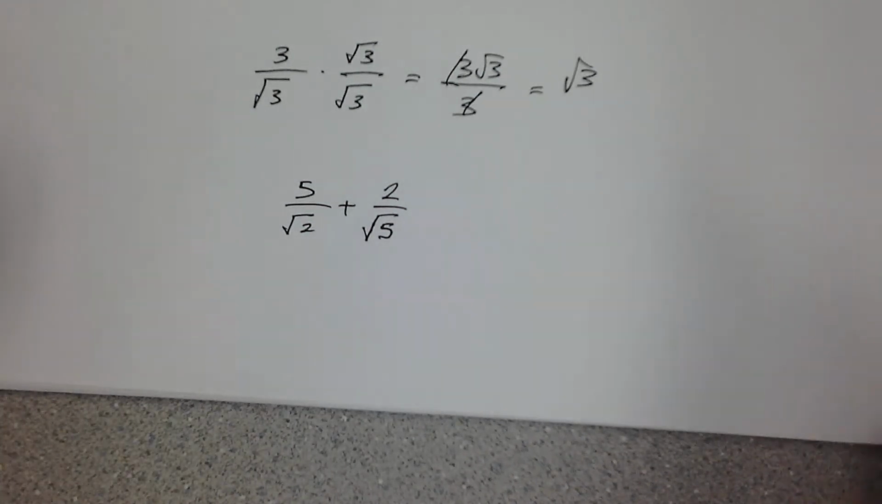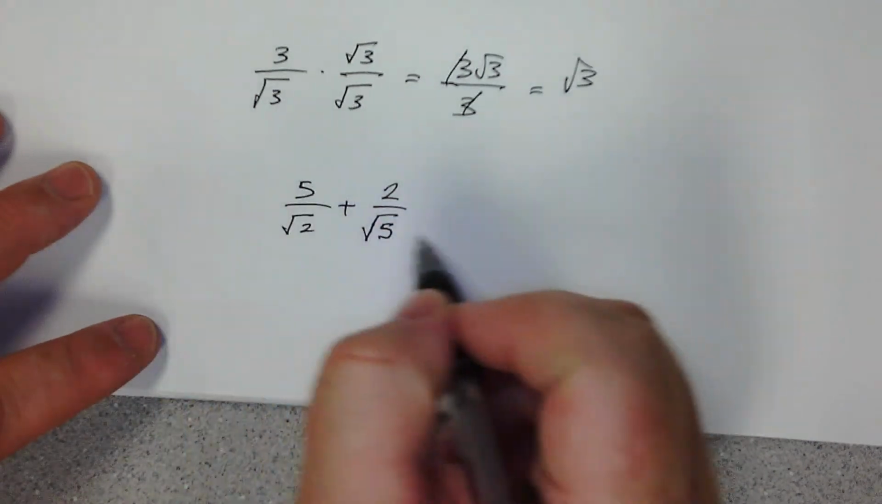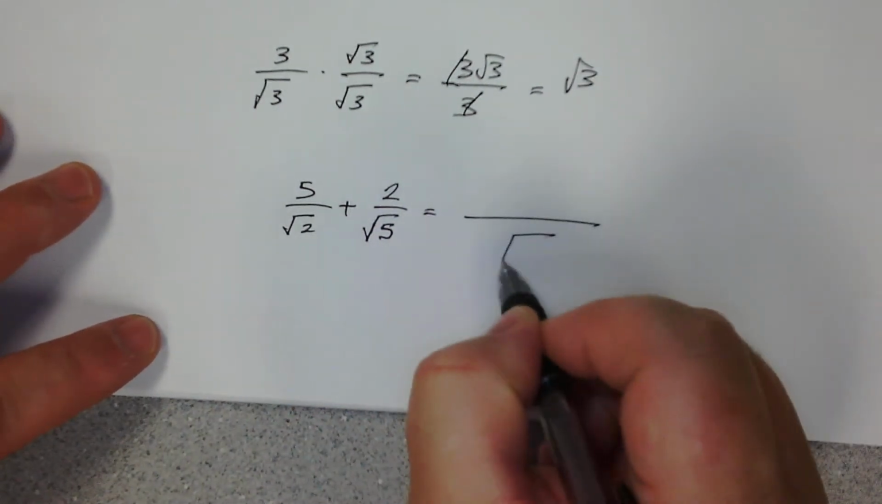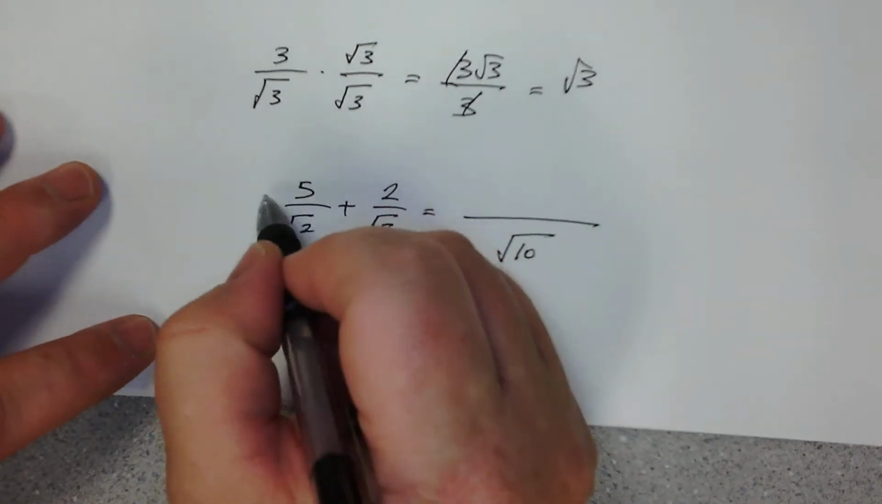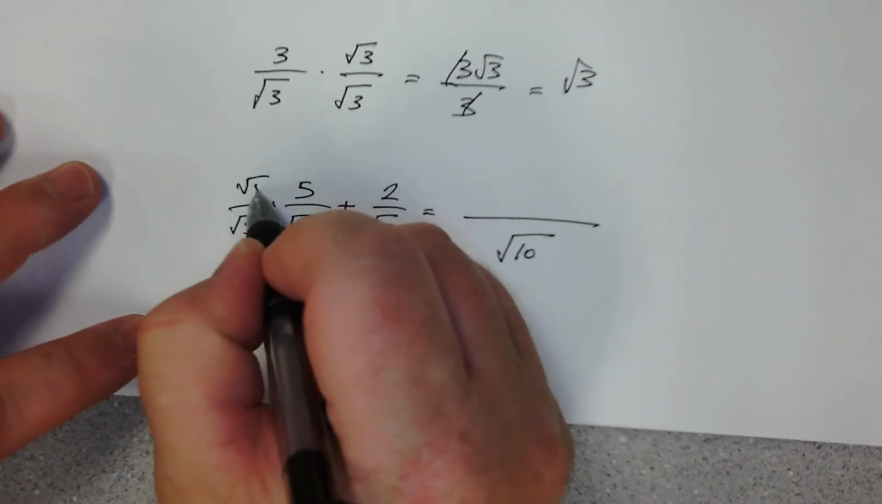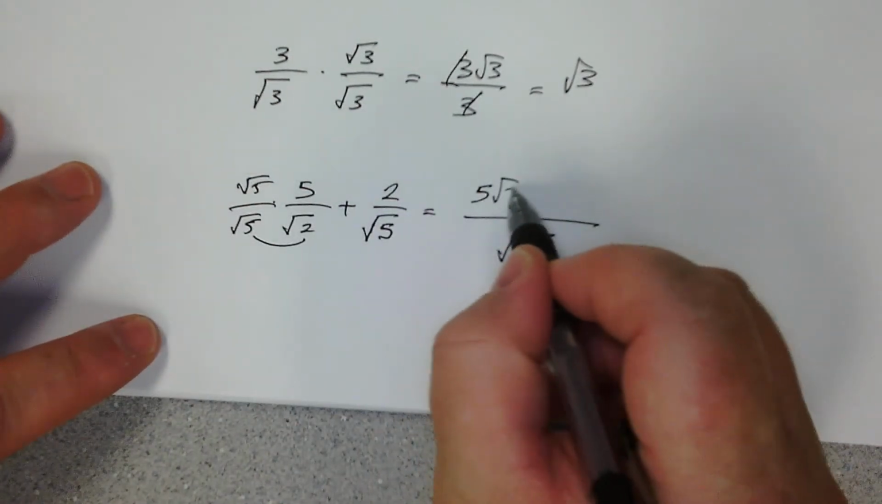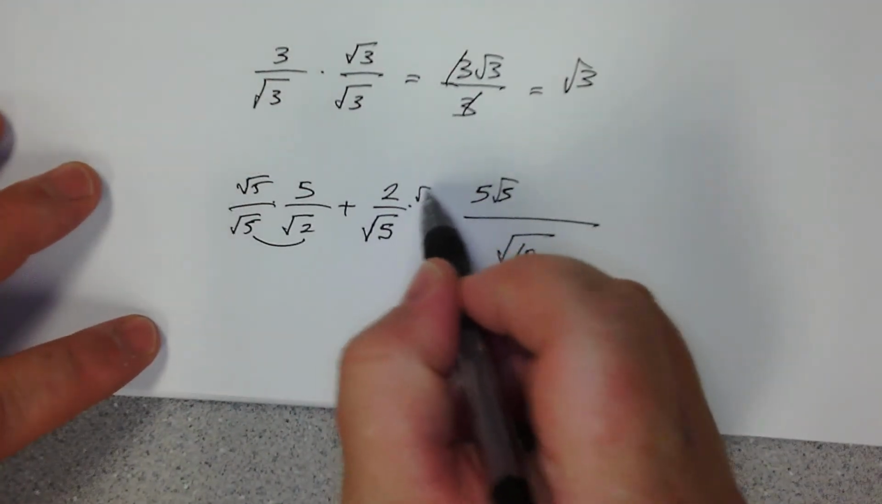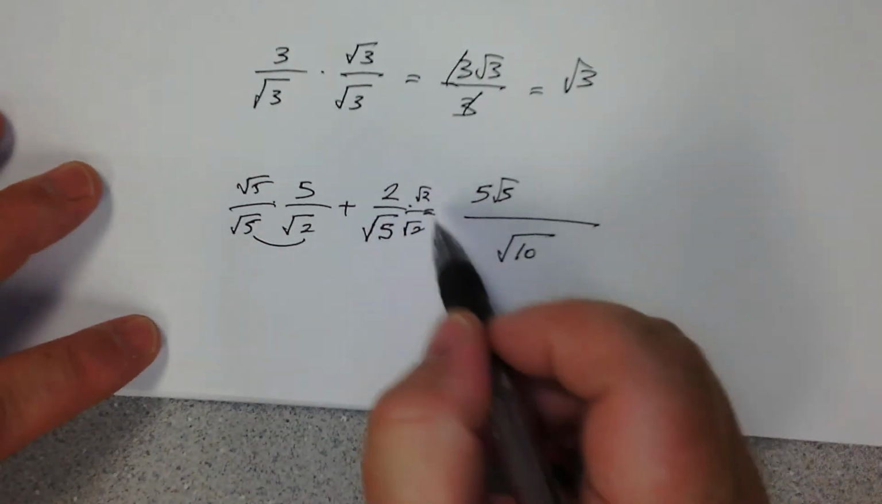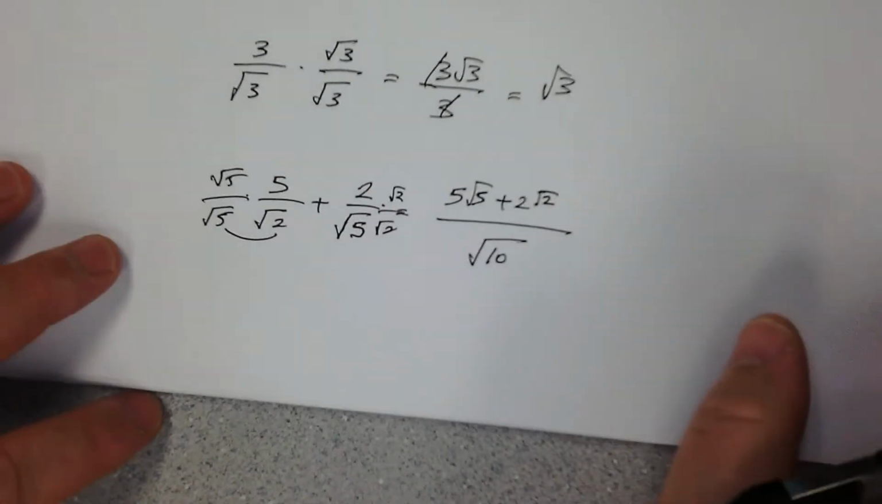It doesn't really matter how you go about it. My inclination is to get a common denominator now. So that's going to be the square root of 10. The way I get this to be a square root of 10 is I multiply by the square root of 5 over the square root of 5, right? That gives me the square root of 10, and that's 5 root 5. Now this one I have to multiply by root 2 over root 2, right? Plus 2 root 2.